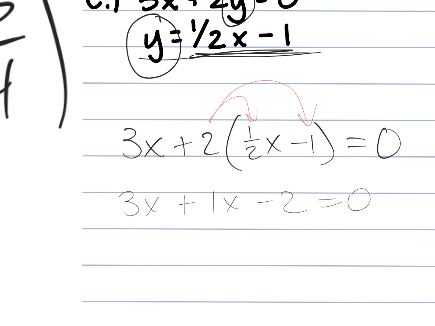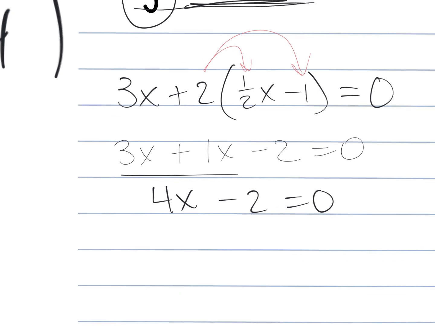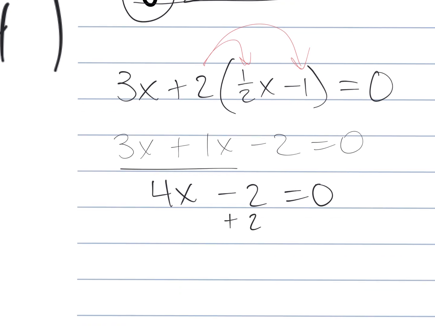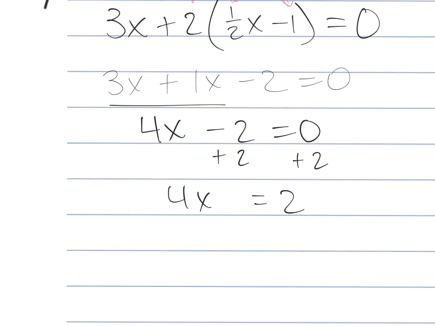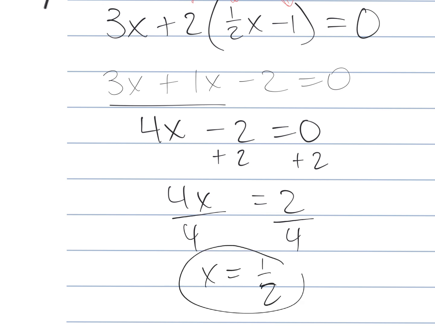Then I added 3x and 1x because they're like terms. So I got 4x minus 2 equals 0. Then I added 2 to both sides, and I got 4x equals 2. And I divided both sides by 4, and I got x equals 1/2. Beautiful. Guys, give it up for McCarvin.